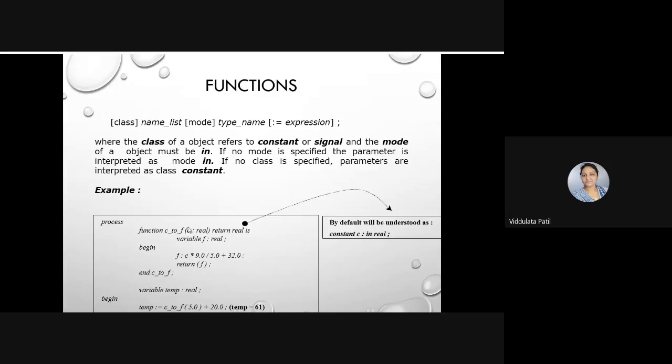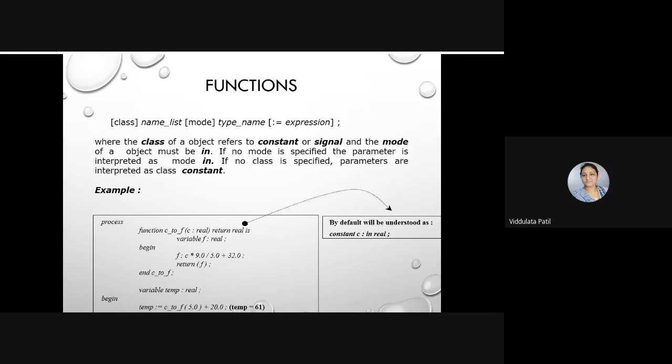When we are calling this, okay, so now after this, in the begin statement of the process we are calling this c2f. There we are using c2f of 5.0 plus 20. That means now the value of c will be taken as 5. So after calculation, what will be the value of temp here?